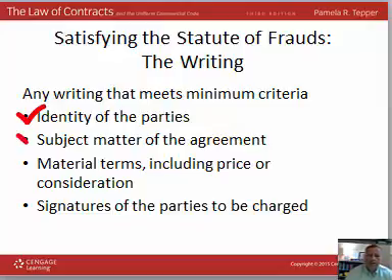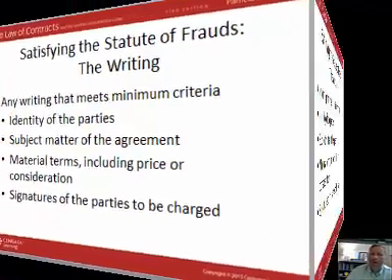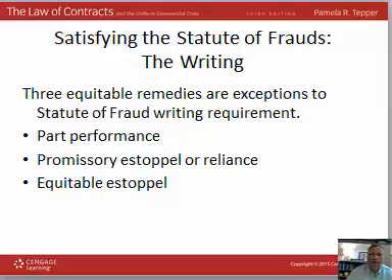Next, the subject matter of the agreement. We don't want to have any questions between the parties as to what the subject matter is, so it has to be clearly noted to satisfy the Statute of Frauds. Any material terms, or terms that are material to the performance of the contract, like price or the consideration that we talked about, are going to have to be in there. And then any parties that are going to be charged with performance under the contract have to actually sign the writing itself.